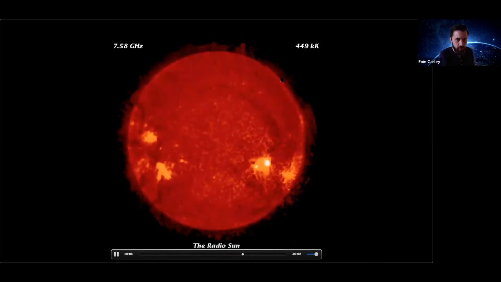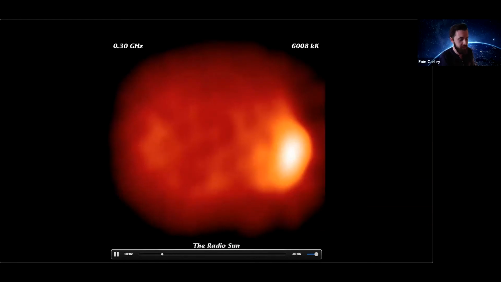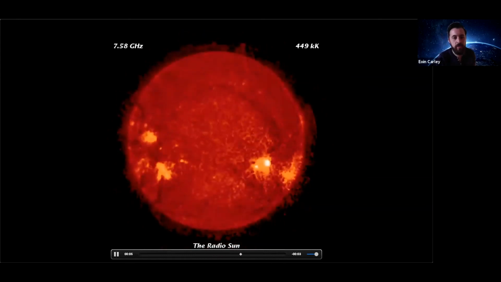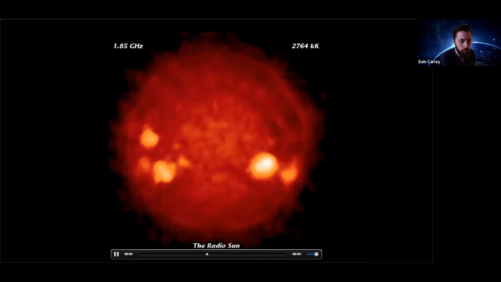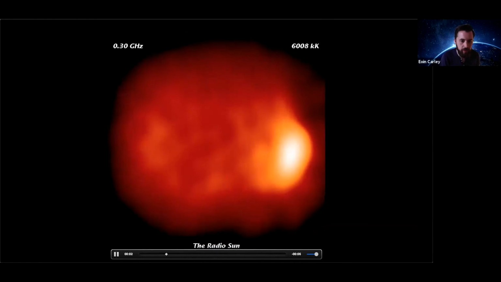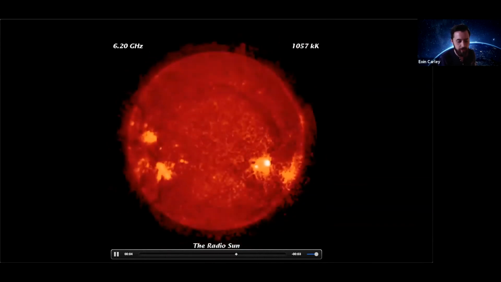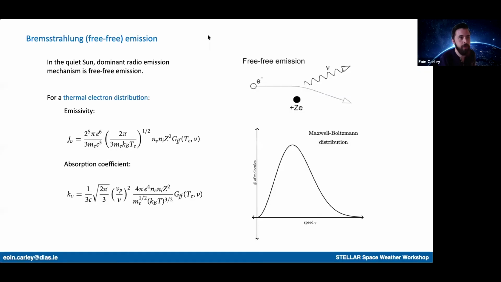Okay, so what I want to describe here is the reason why the radio sun looks this way. Why is it that when we go from a few hundred megahertz down to a few tens of gigahertz, we just see a different radio sun, and the brightness temperature changes? In order to describe why that happens, there's a couple of things I need to do. I first need to go into the first emission mechanism that we're interested in, especially for the quiet sun, and then we'll go on to a little bit about scattering.